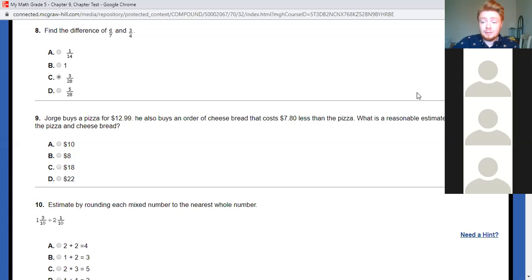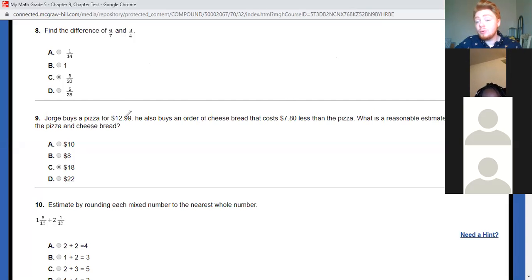What is a reasonable estimate for the total cost of the pizza? Keyword, guys, here is estimate, all right? So we don't have to do it perfectly. Demaya, how do I estimate this? I think I know the answer. What do you think the answer is then? 18? You think it's 18? All right, let us test Demaya's theory.